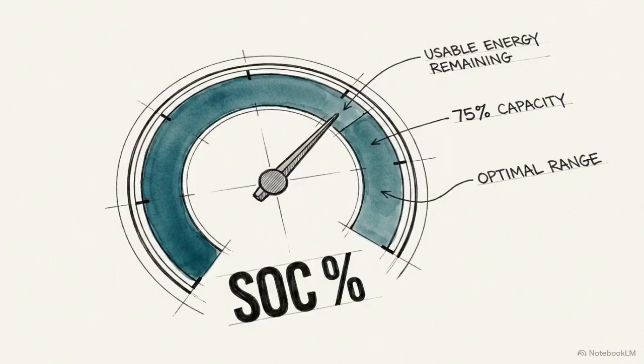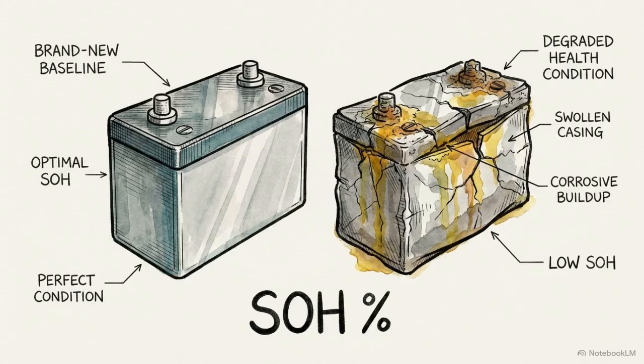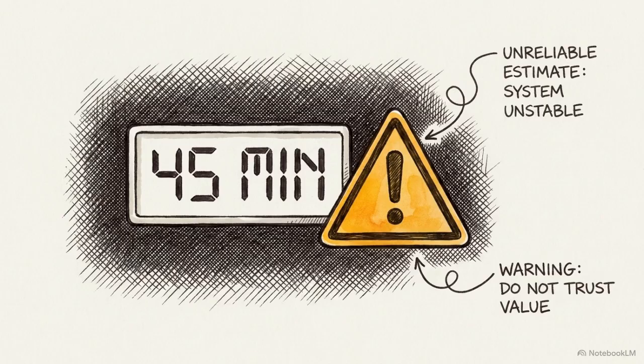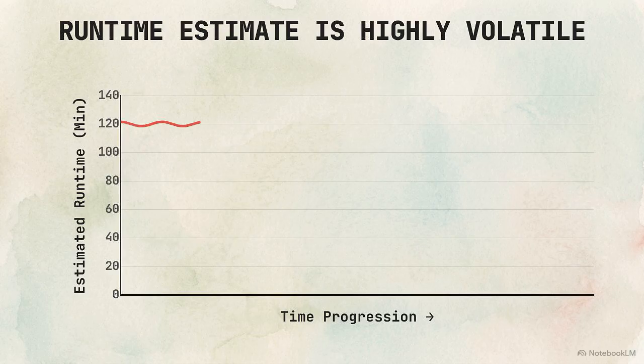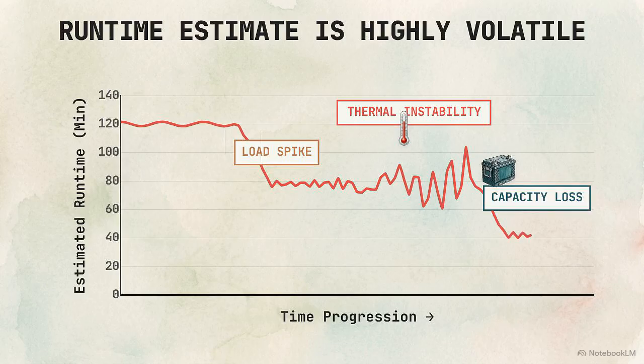You also need to distinguish between state of charge, which is the current usable energy remaining, and state of health, which measures the battery's degraded condition against a brand new baseline. Understand that the displayed runtime is never a guaranteed duration. It is a highly volatile estimate dictated by live load swings, ambient temperature, and battery age.